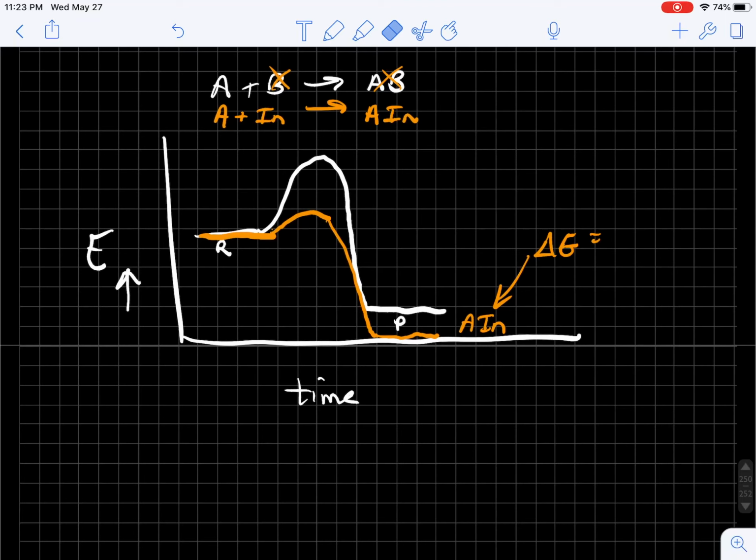It is energetically favorable. That's not the word I wanted to use. Thermodynamically favorable.